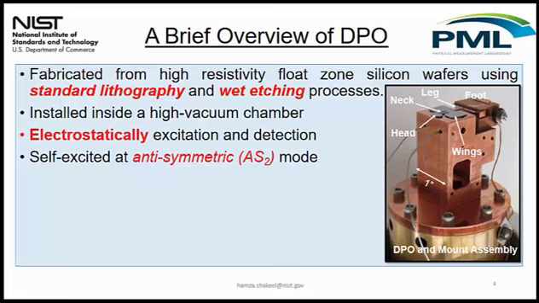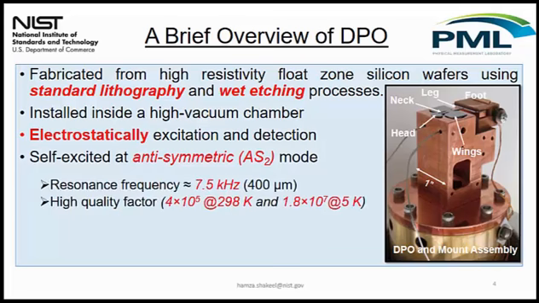I'm going to show animation of that mode. With this mode, the sensor's resonance frequency is around 7.5 kilohertz, and quality factors are in the range of 400,000 for 400 micrometer thick DPO, and it improves further if we go to cryogenic temperatures.